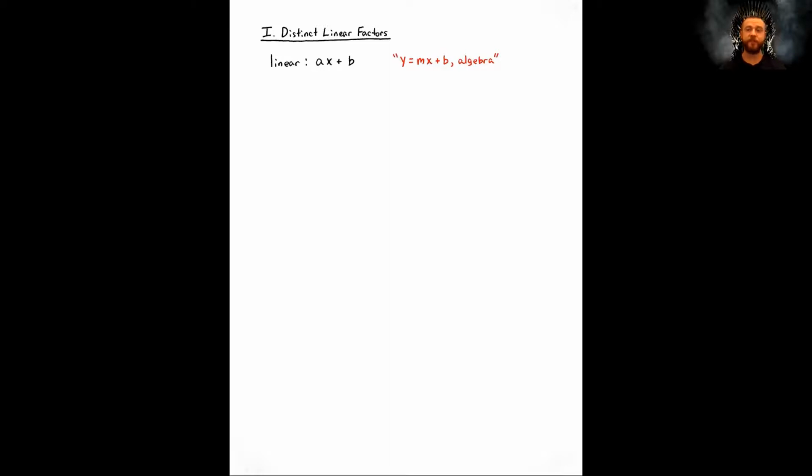Okay, so let's start first with the form of a linear factor. It takes the form, like you saw from algebra, think of the equation of a line, y equals mx plus b. We just change m to a. So a linear factor is of the form ax plus b, where a and b are constants, numbers. Typically, they're going to be integers.